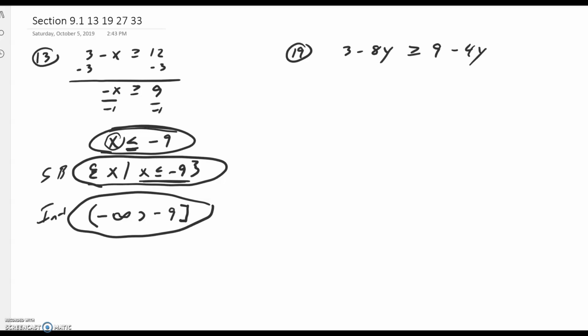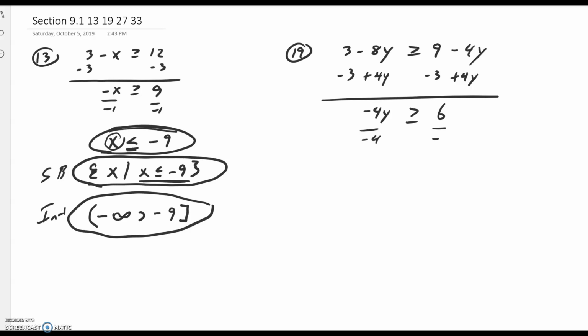Let's try this problem. I'm going to add 4 y's to both sides. That'll get the y's on the left-hand side. Then I'm going to take away 3 from both sides. That'll get the numbers on the right-hand side. So I have -4y is greater than or equal to 6. Now I want to divide both sides by -4, and that's okay, but the second you divide both sides by a negative or multiply both sides by a negative number, you have to remember to turn around the inequality sign or you're just plain wrong.